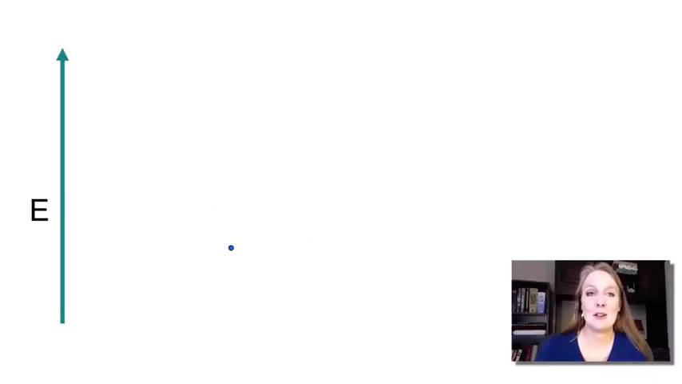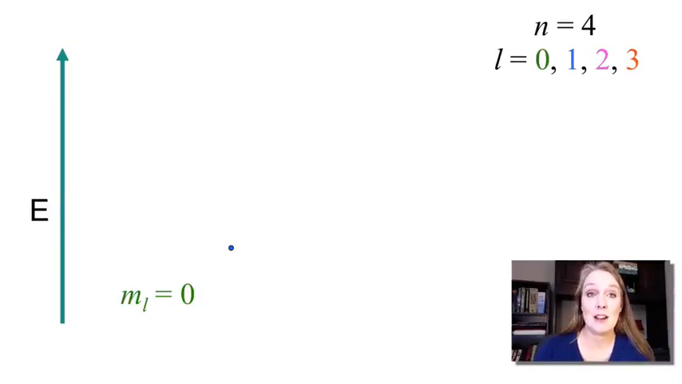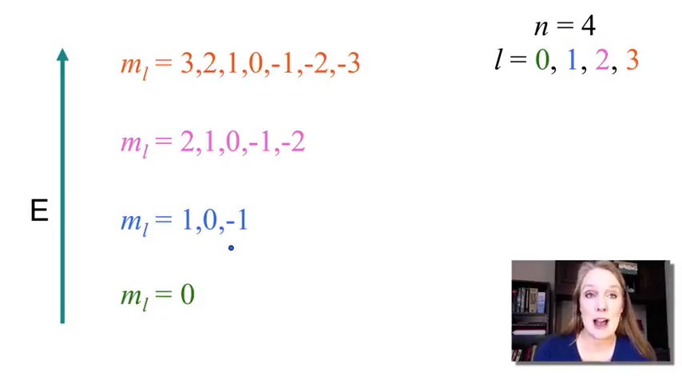Here we go. Here's the new slide. Energy is on the y-axis again, and this time n equals 4, which means L has 4 different values that are allowed, from 0 to 3. I can write out how many values of ML are allowed for each value of L. So if L equals 3, there are 7 allowed values for ML. So there should be 7 f orbitals. Remember, L is an f orbital if it equals 3.